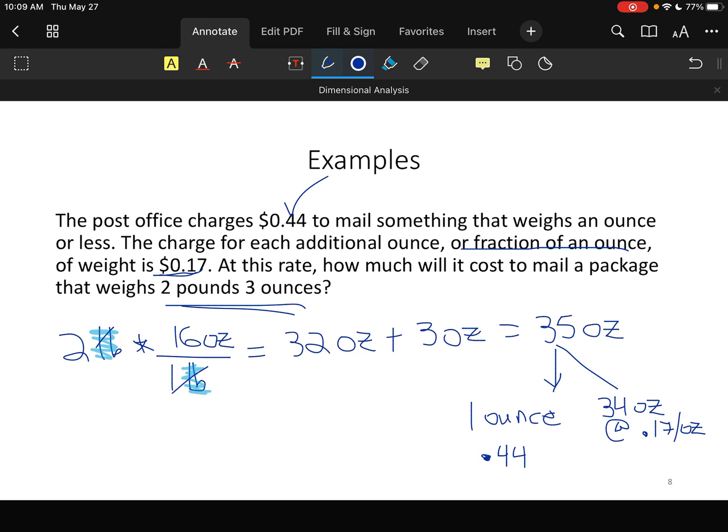So let me switch it up just a little bit. We're going to come over here and say, okay, we got 44 cents plus 34 ounces. Now still do your dimensional analysis, times 0.17 per ounce. We're going from ounces to cents per ounce. The ounces cancel.